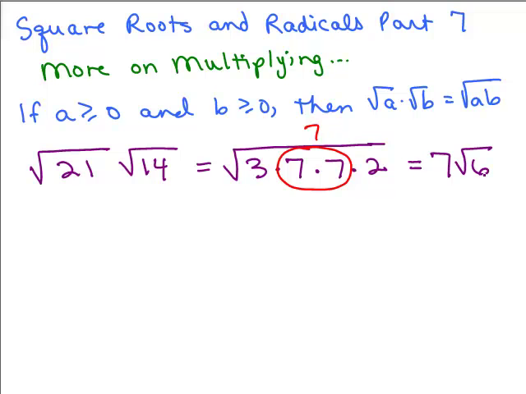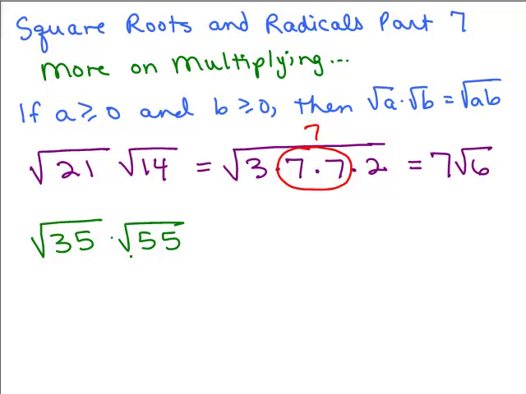Now, you would have gotten the same answer if you multiplied 21 times 14 and then factored it as 49 times 6, okay? Or by prime factoring it and getting 3 times 7 times 7 times 2. It's just that why do that extra arithmetic if it's not necessary? All right, let's do another problem.